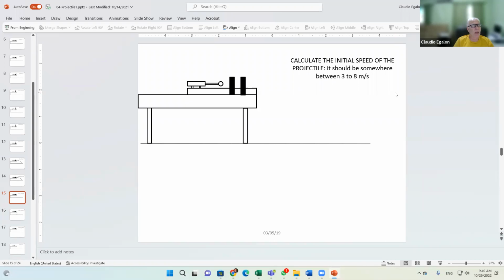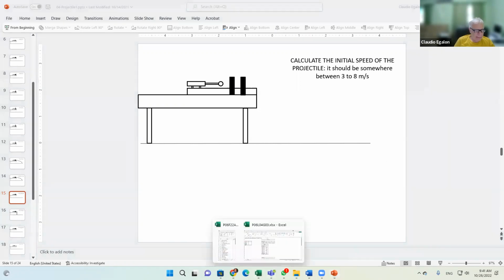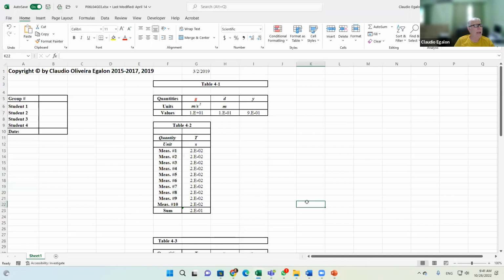That's the speed of the projectile. The speed of a human being is about 1 to 3 meters per second. If you're walking, maybe half a meter per second. If you're jogging, it takes 1 to 3 meters per second. And you can take a look here at the spreadsheet.